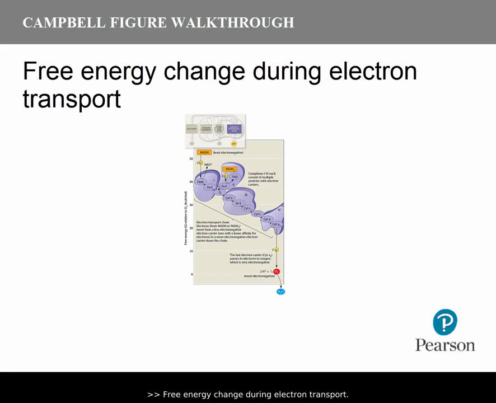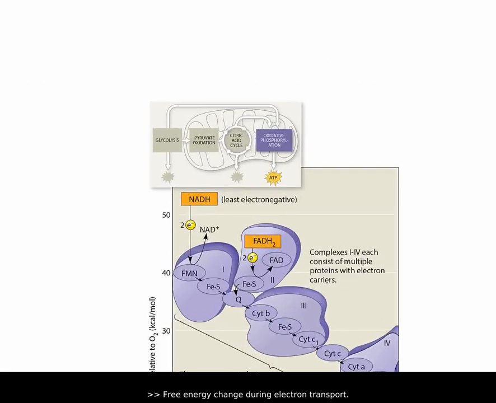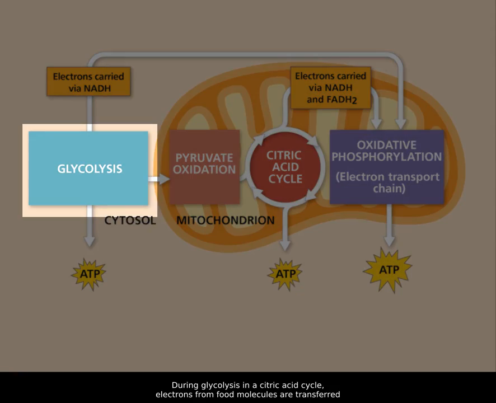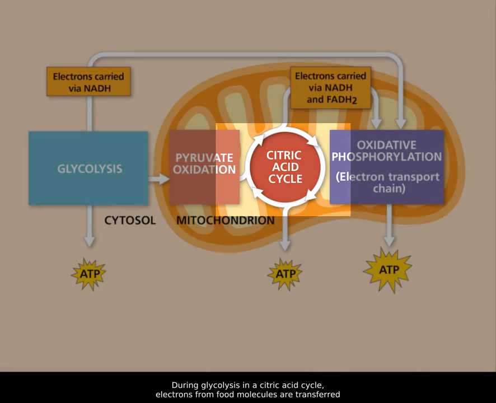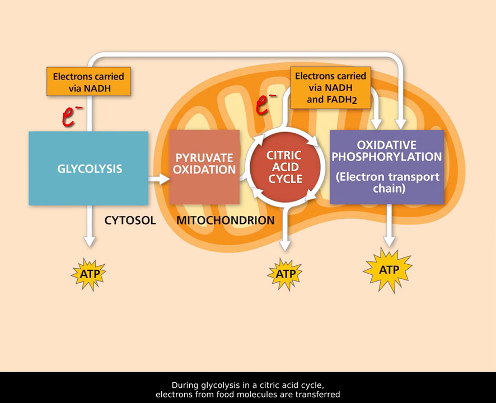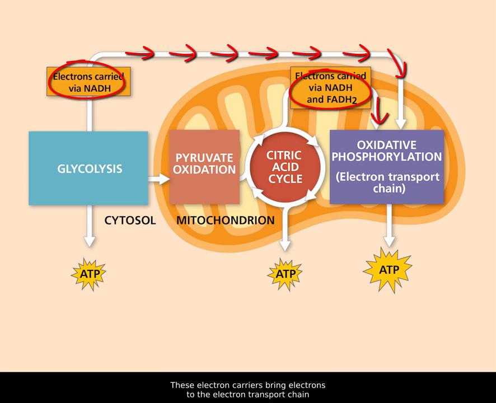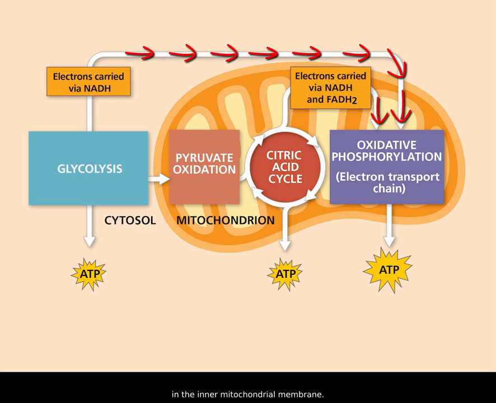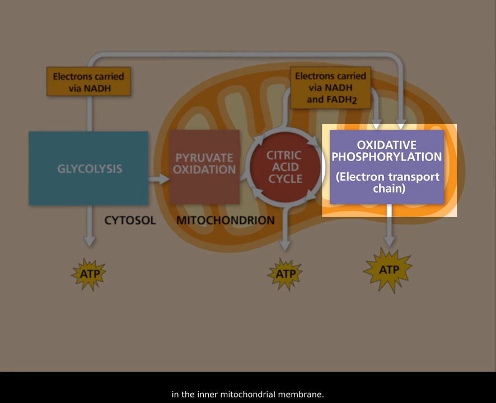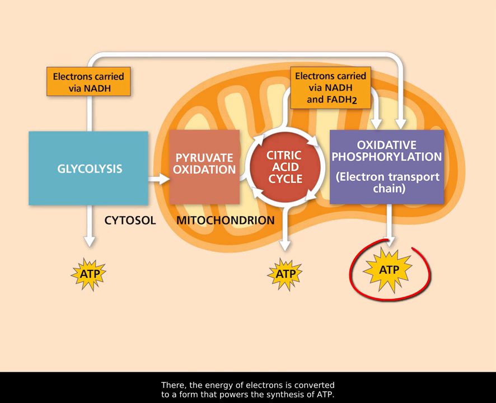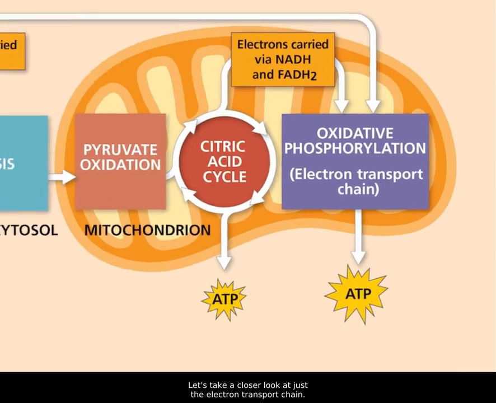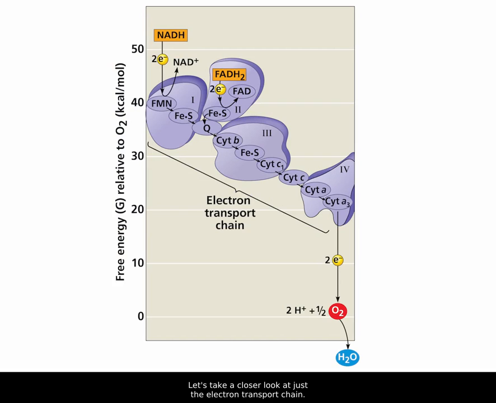Free energy change during electron transport. During glycolysis and the citric acid cycle, electrons from food molecules are transferred to NAD+ and FAD, forming NADH and FADH2. These electron carriers bring electrons to the electron transport chain in the inner mitochondrial membrane. There, the energy of electrons is converted to a form that powers the synthesis of ATP. Let's take a closer look at just the electron transport chain.